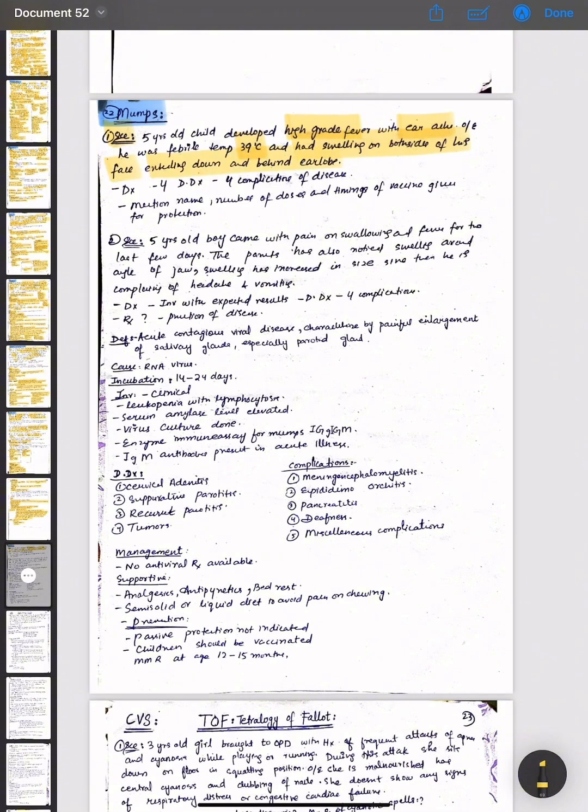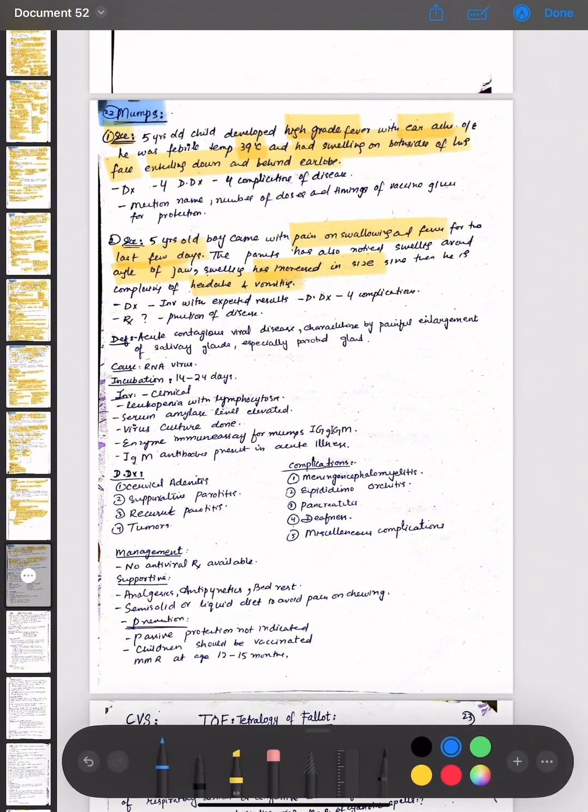Okay, the another scenario is that there is a 5-year-old boy come with pain and swelling and fever for the last few days. The parents has also noticed swelling around the angle of the jaw. Swelling has increased in size. Since then, he is complaining of headache and vomiting. So this is the mumps. Whenever there is swelling in the neck and fever, then the diagnosis is the mumps.